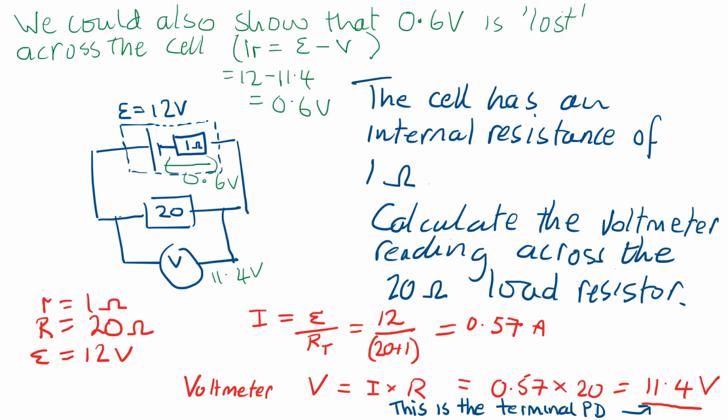We're not asked this, but we could also show that 0.6 volts is lost across the cell. If the EMF of the cell is 12 volts, and we've got 11.4 volts on the voltmeter, then our lost volts there is 0.6 volts. We know that the sum of the potential differences must equal the EMF. 11.4 plus 0.6 equals 12.